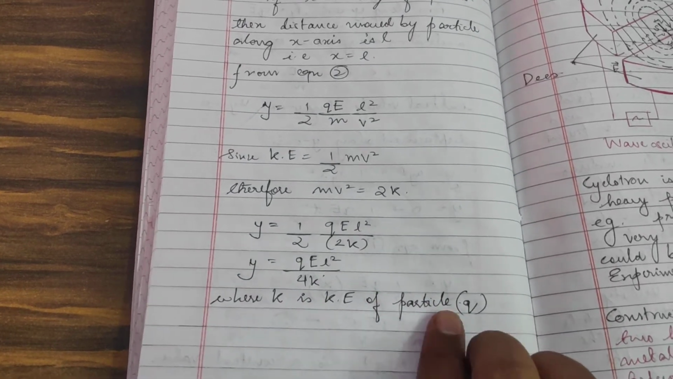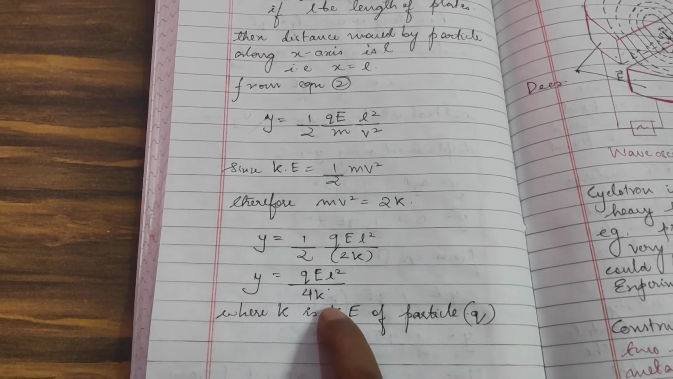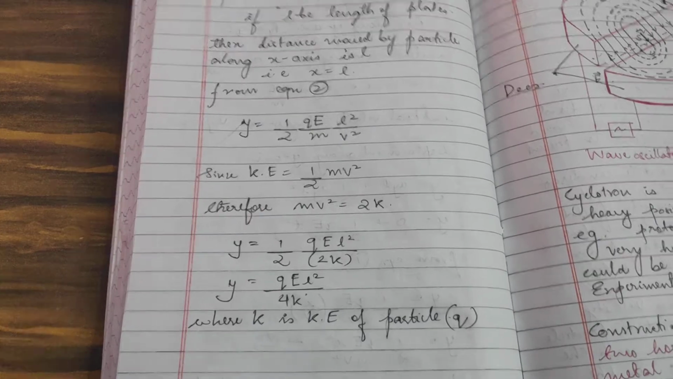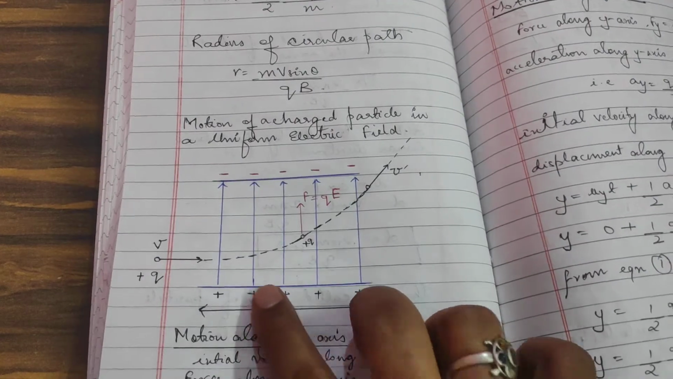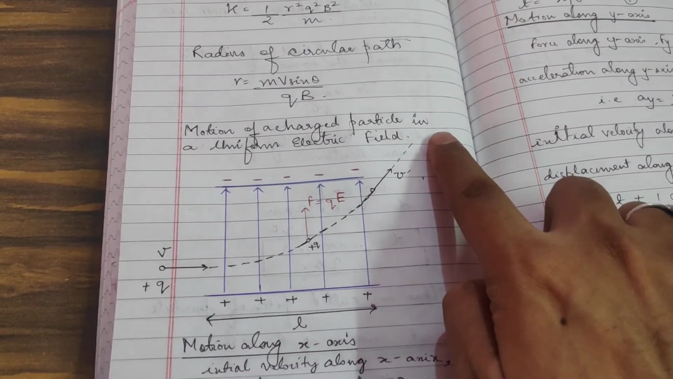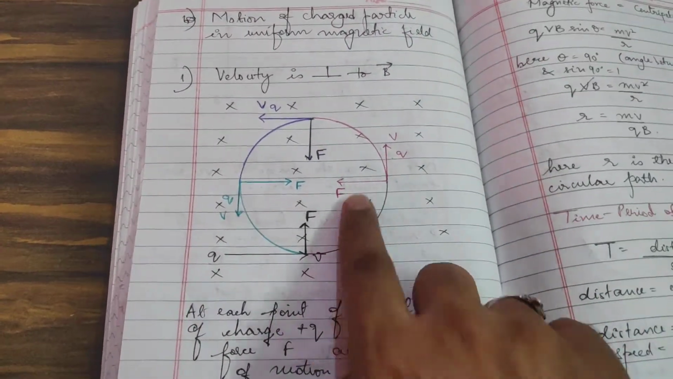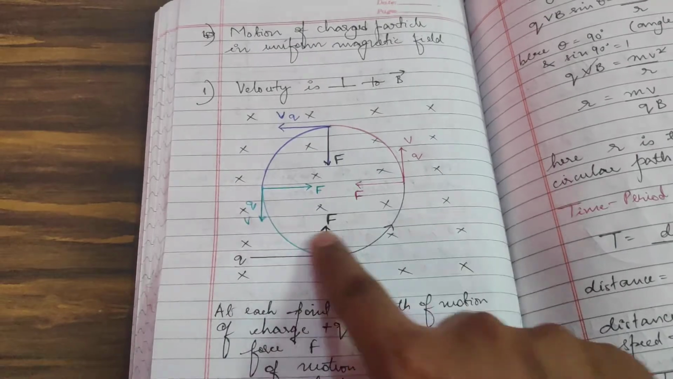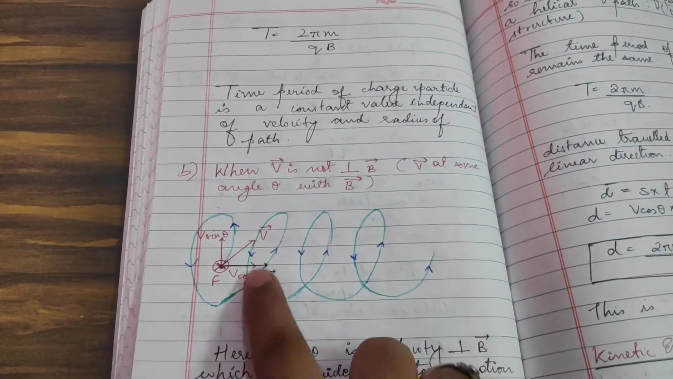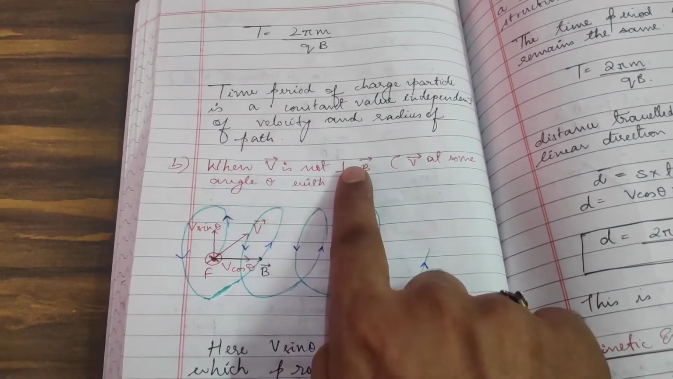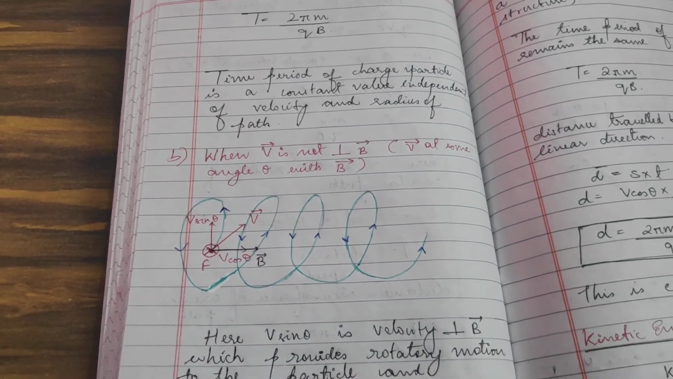Where k is the kinetic energy, this formula can be used in numericals. But you should know that the motion of a charged particle in an electric field is a parabola, and in a magnetic field it can be circular when velocity is perpendicular to the field, and helical when the velocity is at some angle theta with the field. Thank you so much.